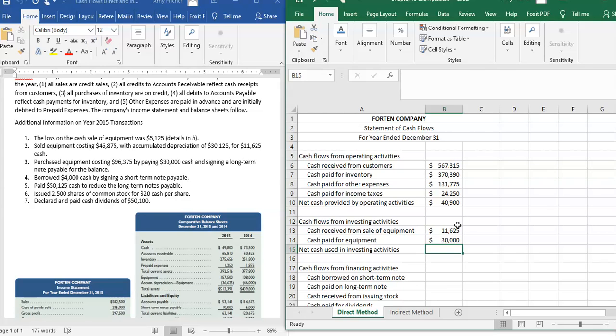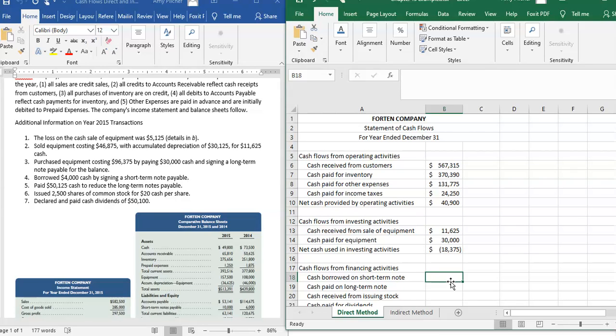So we would say we purchased equipment costing $96,375. We used a long-term note to pay for $66,375 of it and paid out cash. So that's a non-cash activity, part cash and part non-cash. So we have cash received minus cash paid out gives us net cash for investing activities of negative $18,375. Then we're going to move on to our financing activities section.